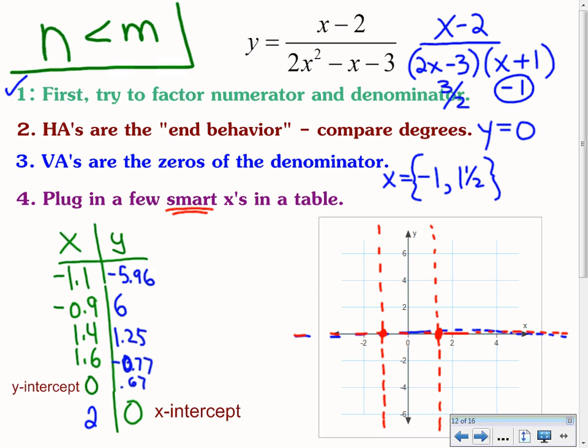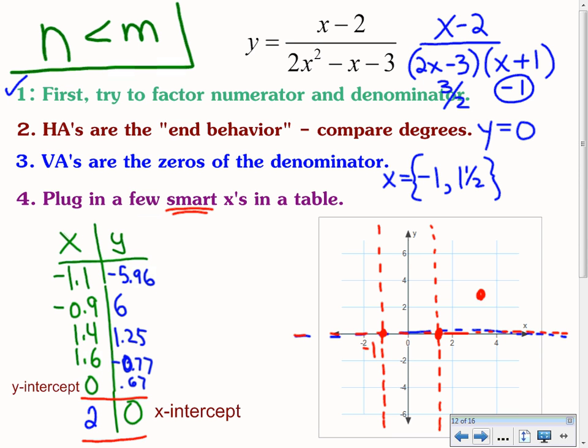So that vertical asymptote was at negative 1, so I plugged in negative 1.1. I just put it into a little 4-function calculator. I got negative 5.96. I did it for all these other numbers. It was easy to plug in 0. I got 2/3. And I found the x-intercept already. That was 2, 0. So the x-intercept is the 0.